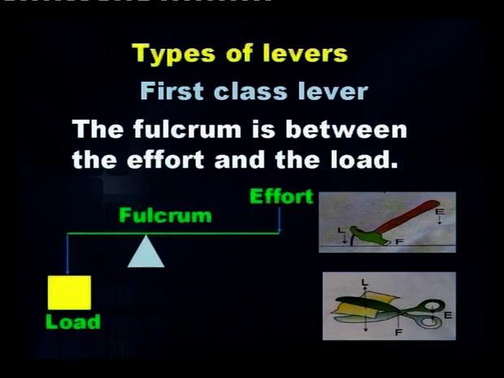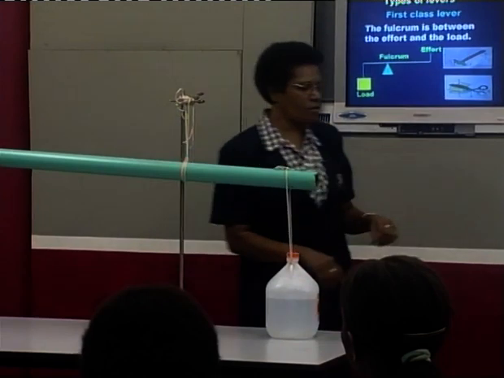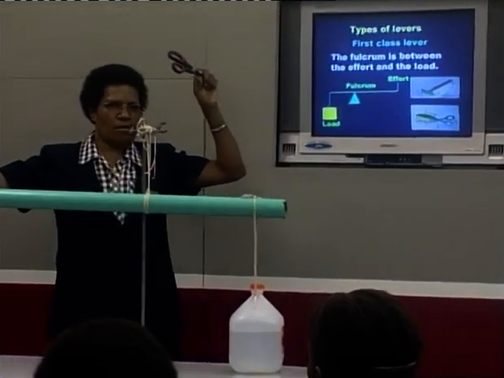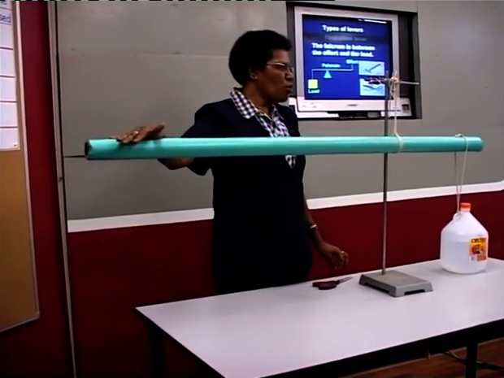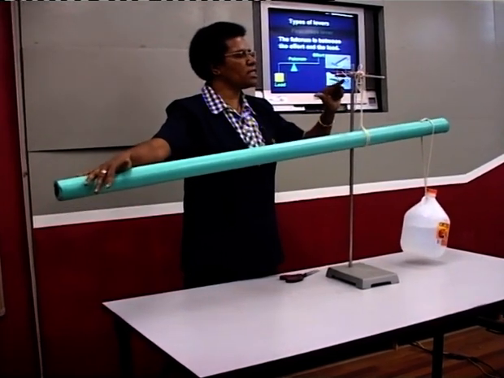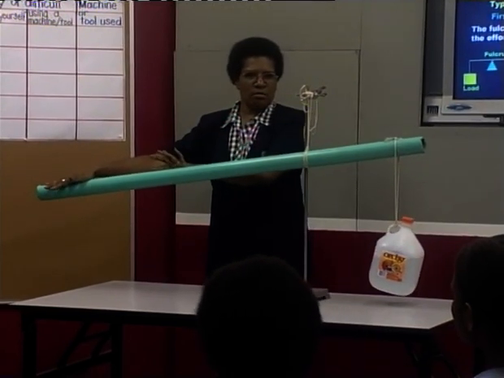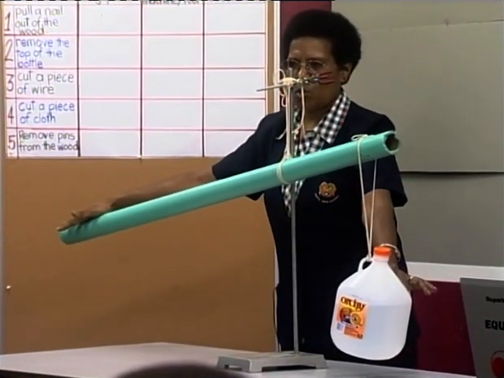Now, I'll show you what I mean with the first class lever. Just like you have seen in a pair of scissors, we have the effort. This is where I apply my force to try to lift the load. And the fulcrum is in the middle. The effort, the fulcrum in the middle, and the load.